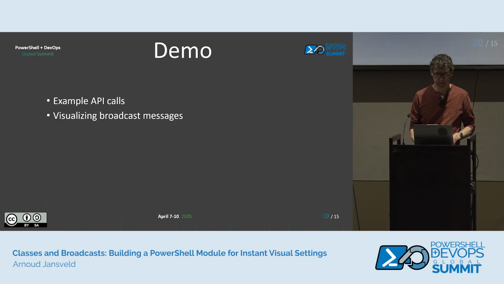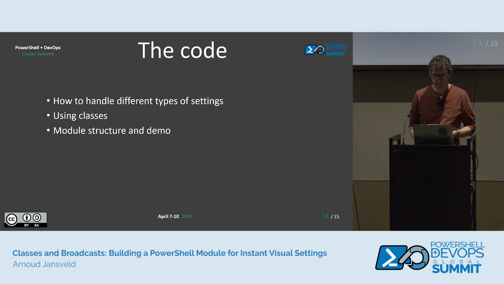Great. So I've shown you the API call, or at least the basic version of it, and then how we visualize these broadcast messages. So it's time to actually put it in code. Any questions so far? Anything that's not clear up until this point?